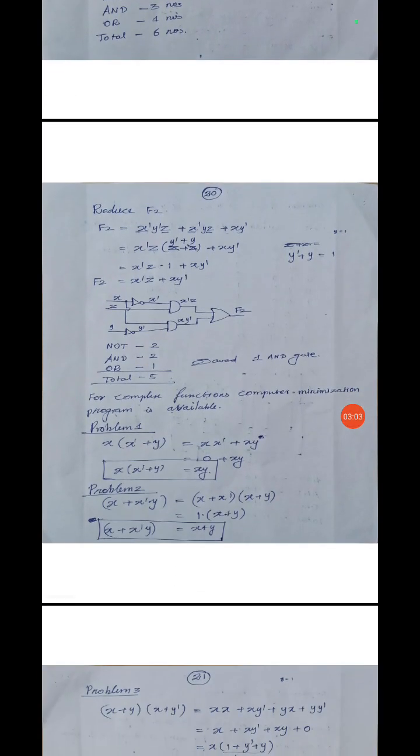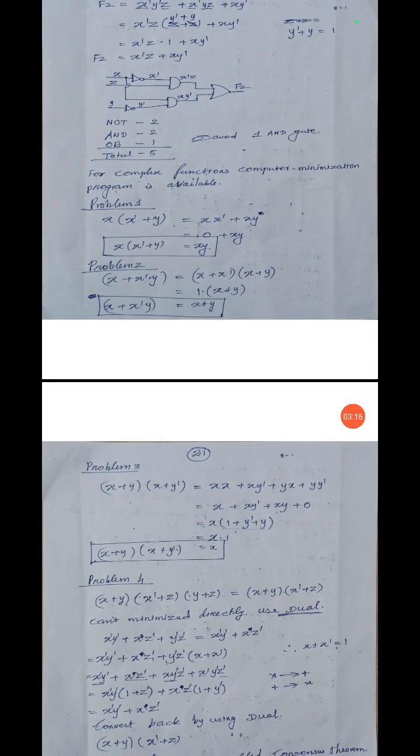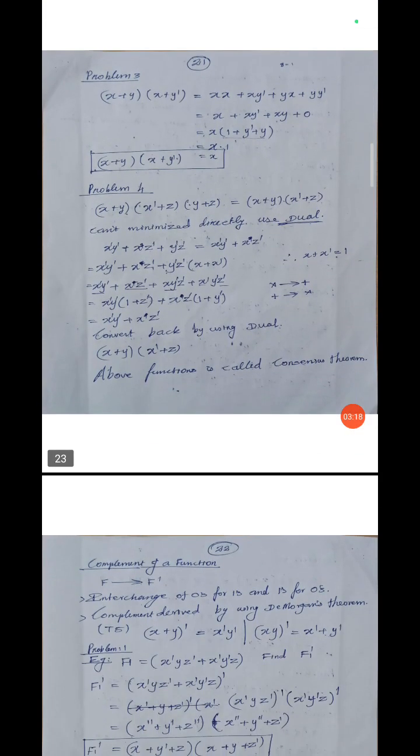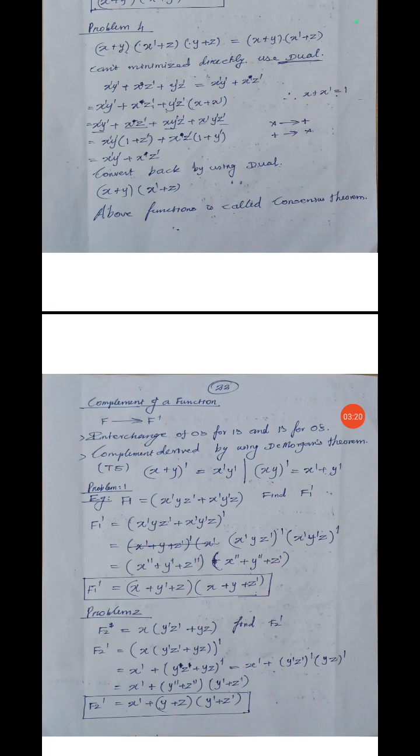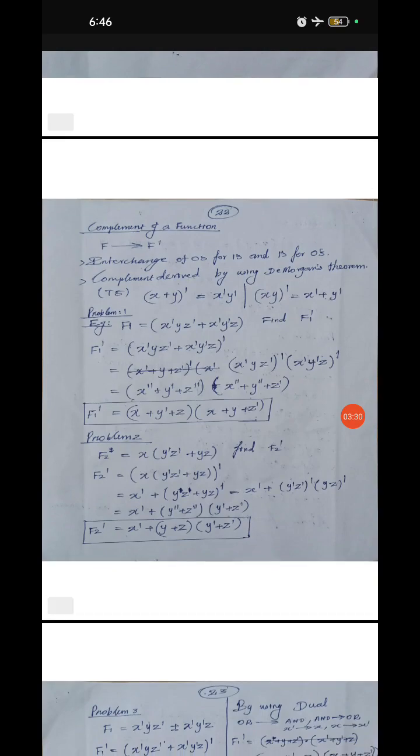then reduce the function. Then they will give a function in which large terms are available, so you have to reduce the terms, and after that you have to implement the logical circuit. These are the problems in unit 1. Then also minimize the Boolean expression.